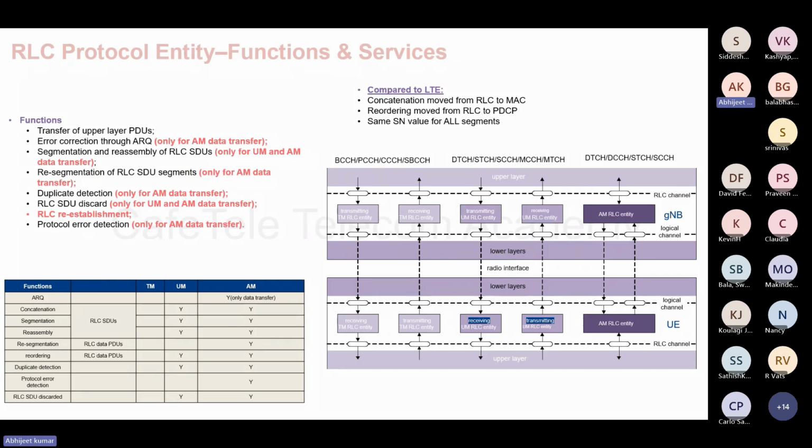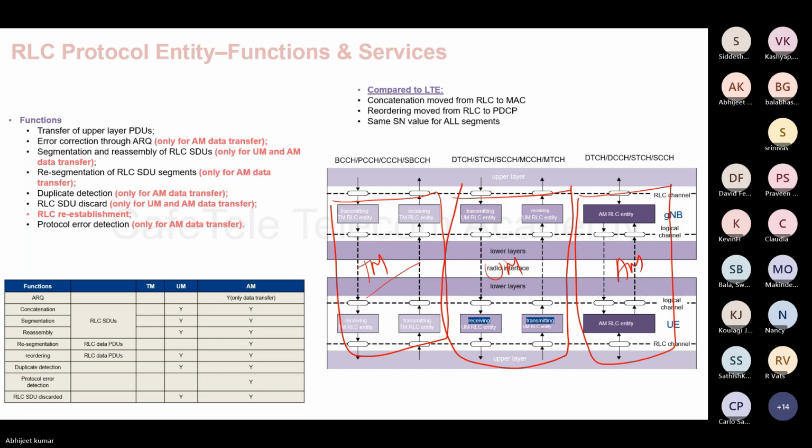Then we have the RLC protocol. RLC we know is radio link control. RLC has three entities. If you see here, the transmitting entity for the transmission mode, the transmitting and receiving entity for the unacknowledged mode, and we have the acknowledged mode. So this is called TM, this is called UM, and this is called AM.